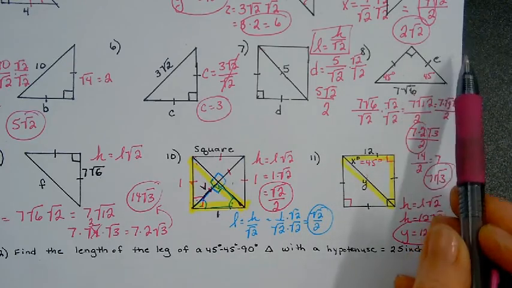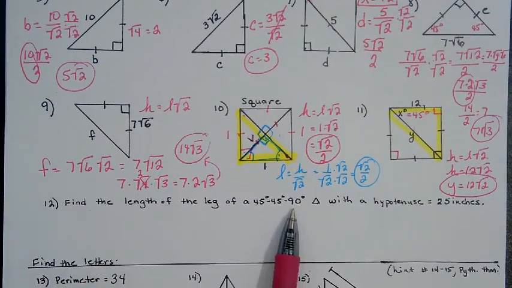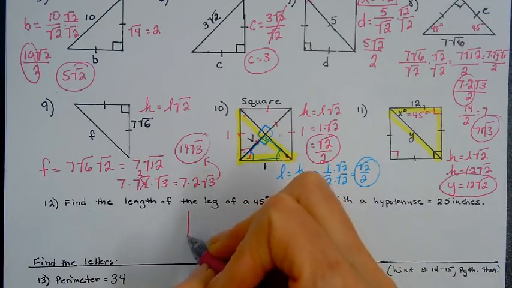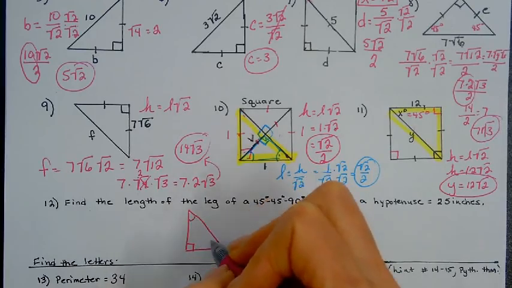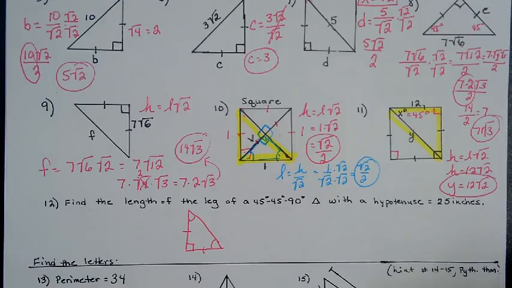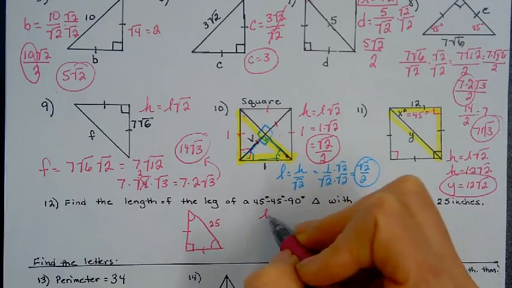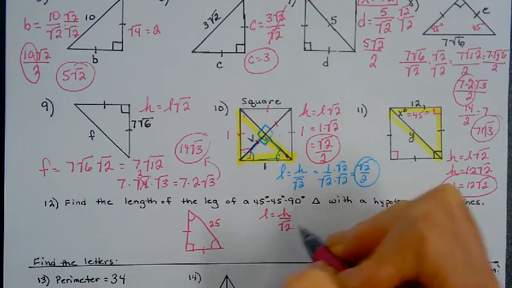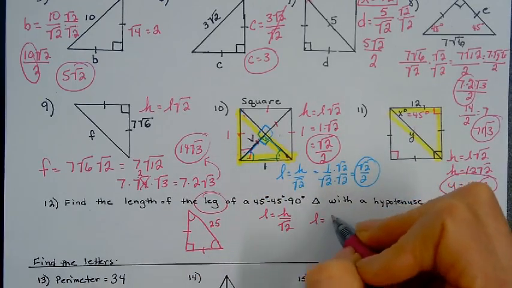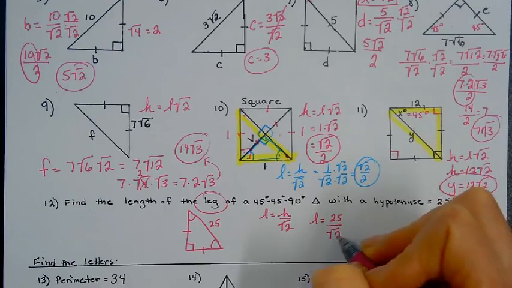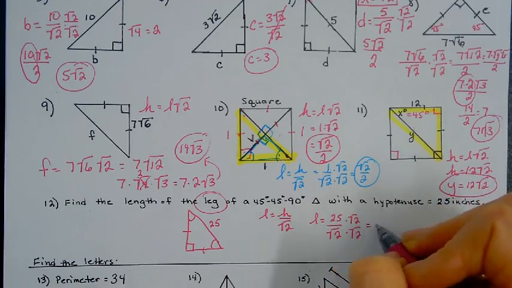Find the length of the leg of a 45, 45, 90 triangle with a hypotenuse that is 25 inches. I like to draw pictures of this. Here's our 45, 45. And we're told that the hypotenuse is 25. Well, to find the leg, you have to take the hypotenuse and divide it by the square root of 2. So if I want to find the leg, I take 25 and divide it by the square root of 2. Rationalize that, and we get 25 rad 2 over 2.